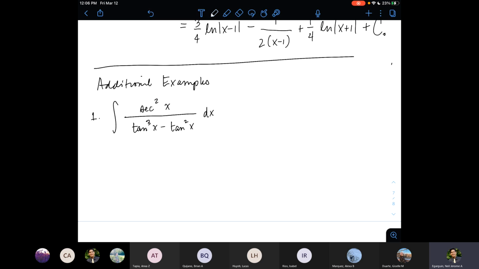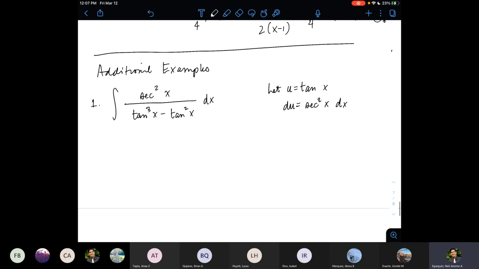Okay, and true enough, I can let u be equal to tangent x. What's the clue that I will let u be equal to tangent x? You will see that the numerator has a secant squared, and the denominator is purely in terms of tangent. And remember, the derivative of tangent is secant squared. So basically, there might be a reason why I have a secant squared on top. And true enough, if you let u equal tangent x, then you can use that secant squared in having the appropriate du.